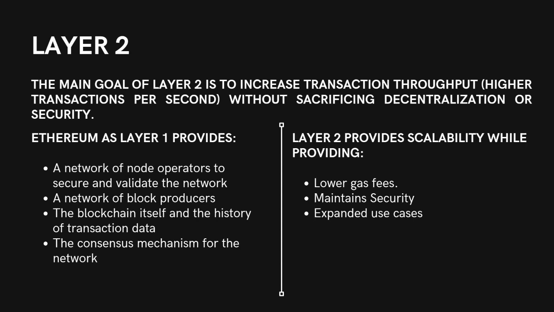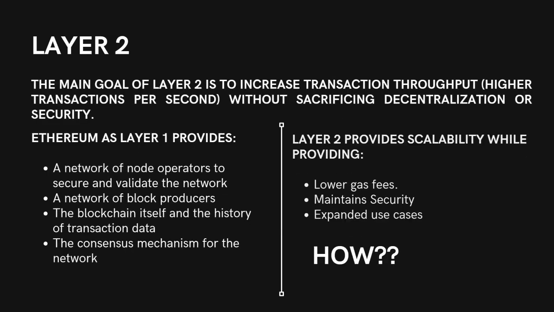We come to layer 2. So the main goal of a layer 2 is to increase transaction throughput without sacrificing decentralization or security. What layer 1 provides us with is a network of node operators, a network of block producers, the blockchain itself, and the consensus mechanism. And layer 2, which is built on top of it, provides us a way to scale it, a way to increase the transaction throughput. Essentially, you get lower gas fees, but it still maintains security, and it expands the use cases, because with lower gas fees you can use it in a wide variety of scenarios that you could not with high gas fees.